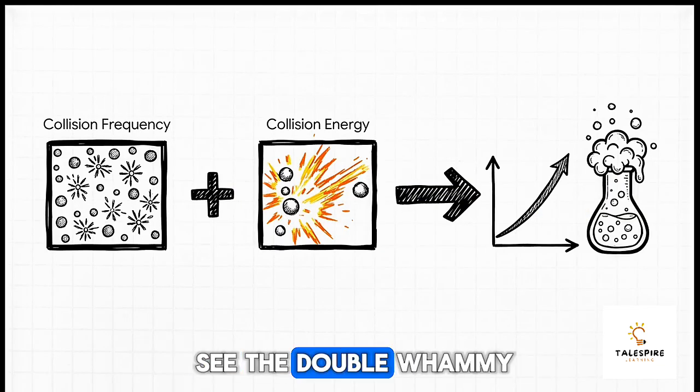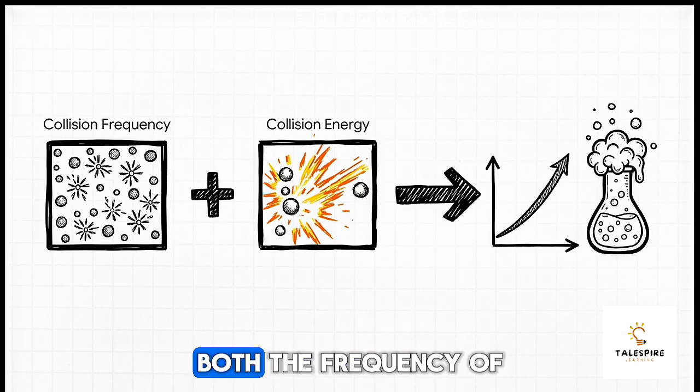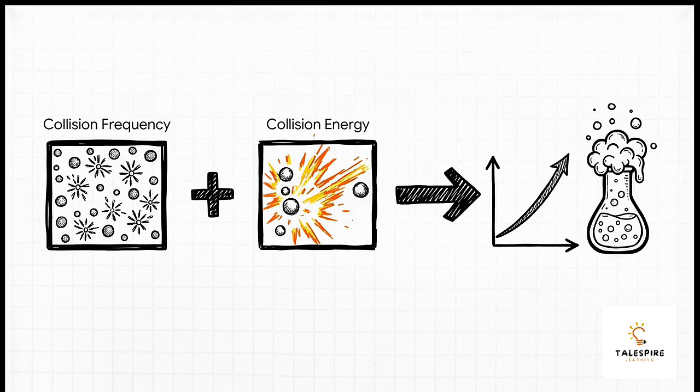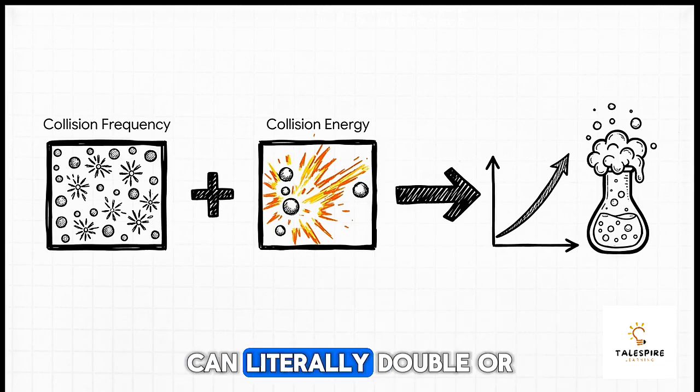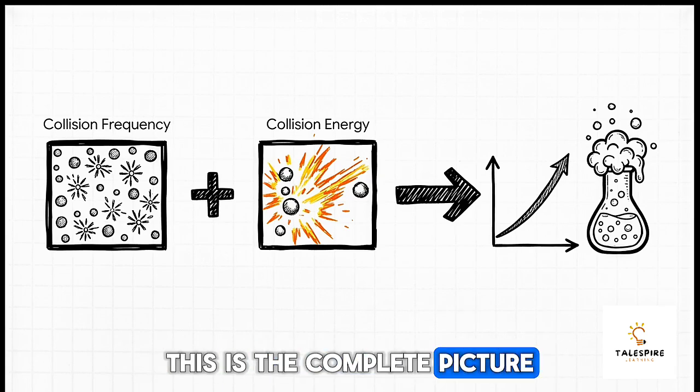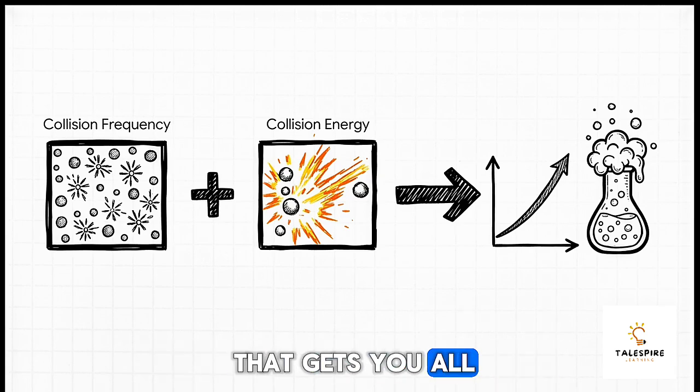So you see the double whammy? Temperature increases both the frequency of collisions and the energy of those collisions. That's why even a small temperature change, like 10 degrees, can literally double or even triple the reaction speed. This is the complete picture. This is the reasoning that gets you all the marks.